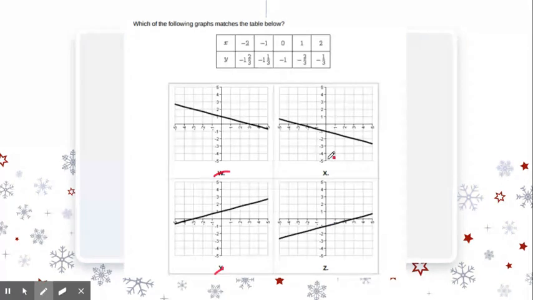So let's see. Let's look at my points. As my x's get bigger, do my y's get bigger? So let's look, 1 and -2/3. Let's look at that. So it should be close to -1, right? So 1 and -2/3, okay? Does that make sense? That doesn't make sense because -2/3 should be before -1, not after -1.